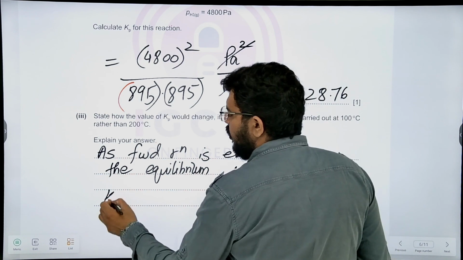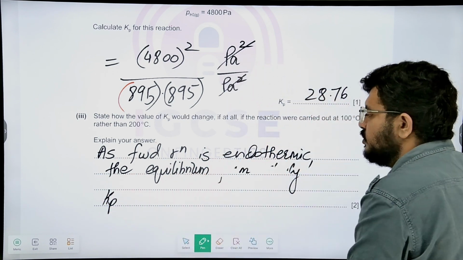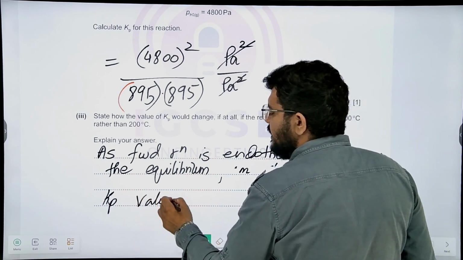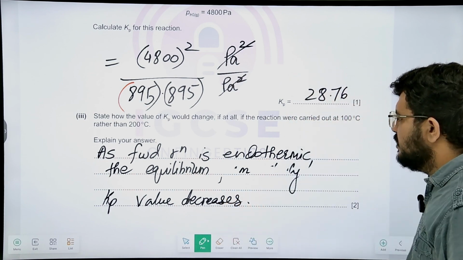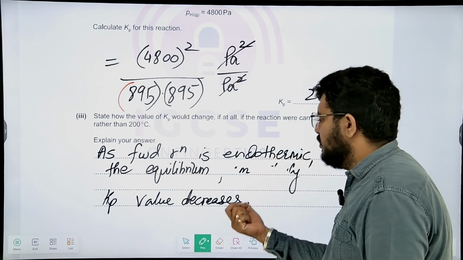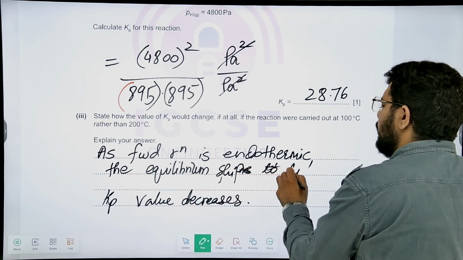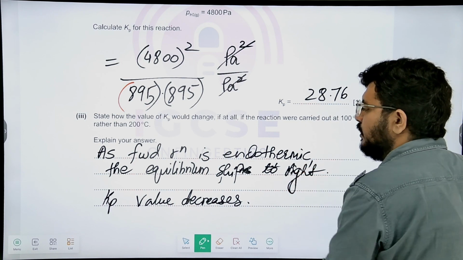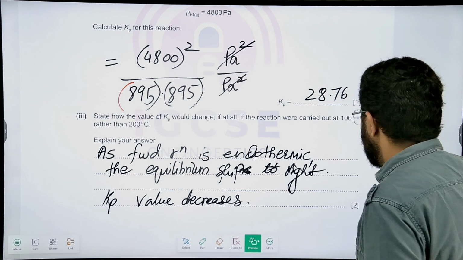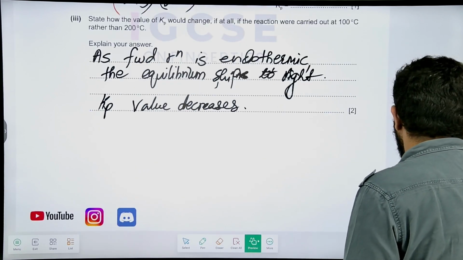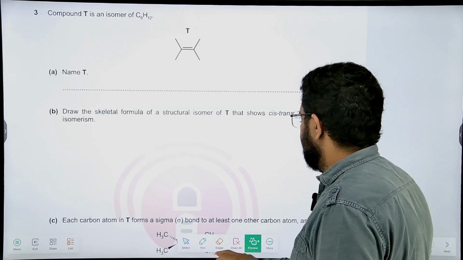So the value of Kp, what does Kp mean? It is how much partial pressure there will be of the product. So the Kp value decreases, right? You would write: as the forward reaction is endothermic, the equilibrium shifts to the right, then the value of Kp decreases. Let's see, do we have another question? No. Then we have page number 7.